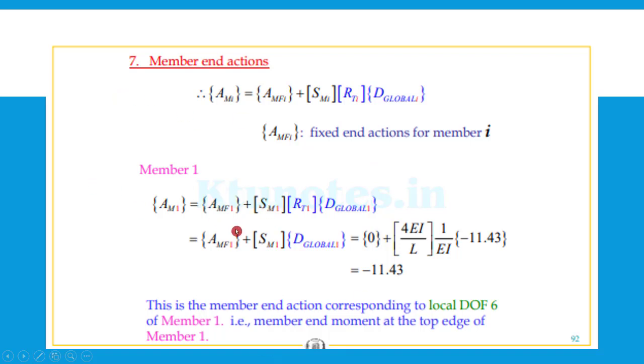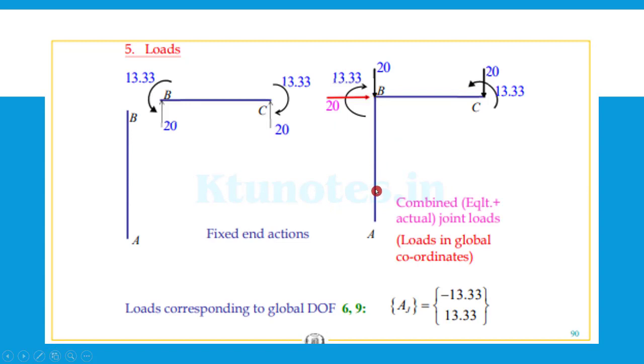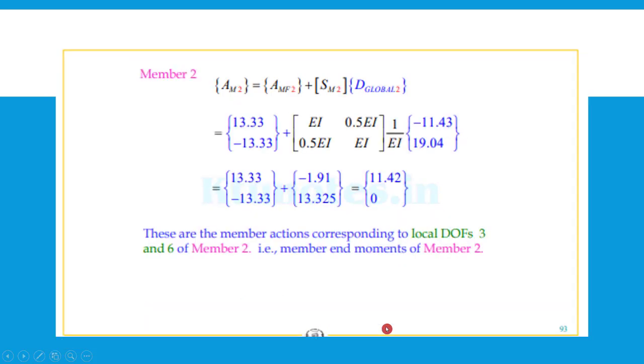For the member one, actually there is no load other than at the joint, so the fixed moment is 0. Plus the corresponding values are put to find minus 11.43 as the AM1. So this is a member end action corresponding to the local degree of freedom 6 in member 1. There is a member end moment at the top edge of the member 1.